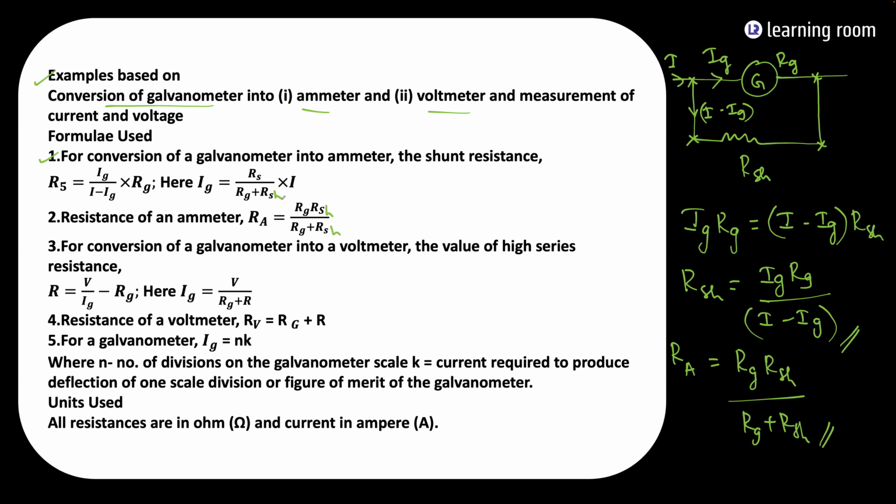This I've already taught. This is already in your notes, just a part of recollection. The second type is conversion of a galvanometer to voltmeter. When you need to convert a galvanometer to voltmeter, you will take a high resistance value and connect it in series. This whole device put together is called the voltmeter.